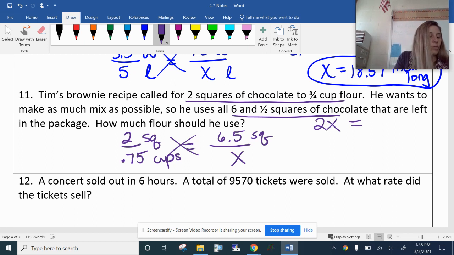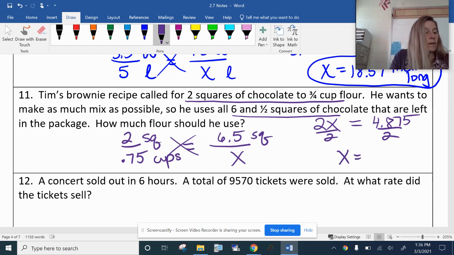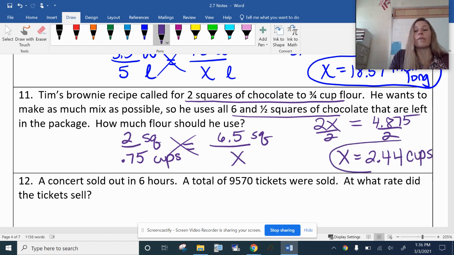6.5 times 0.75, 4.875, and then we're going to divide that by 2. And we're left with 2.4375. So I'm going to round it to 2.44 cups of flour.